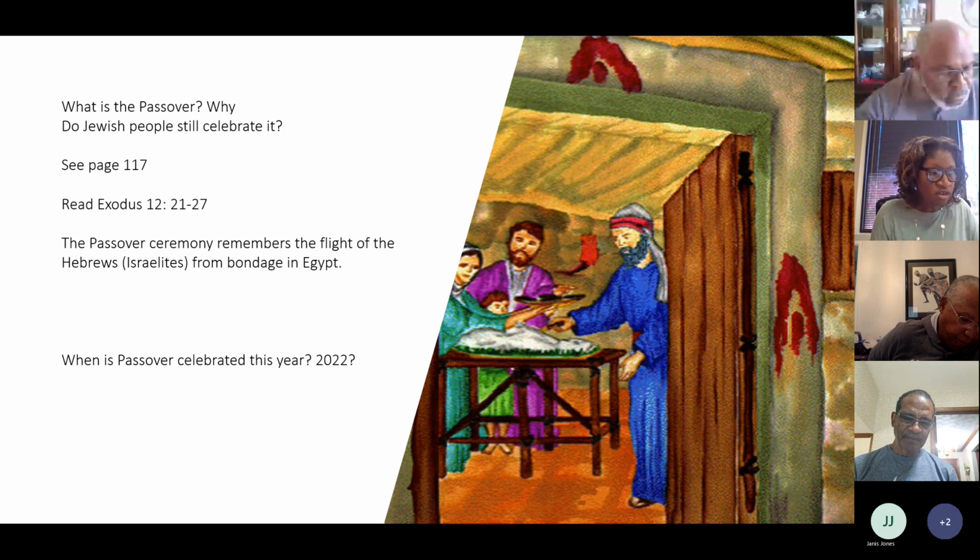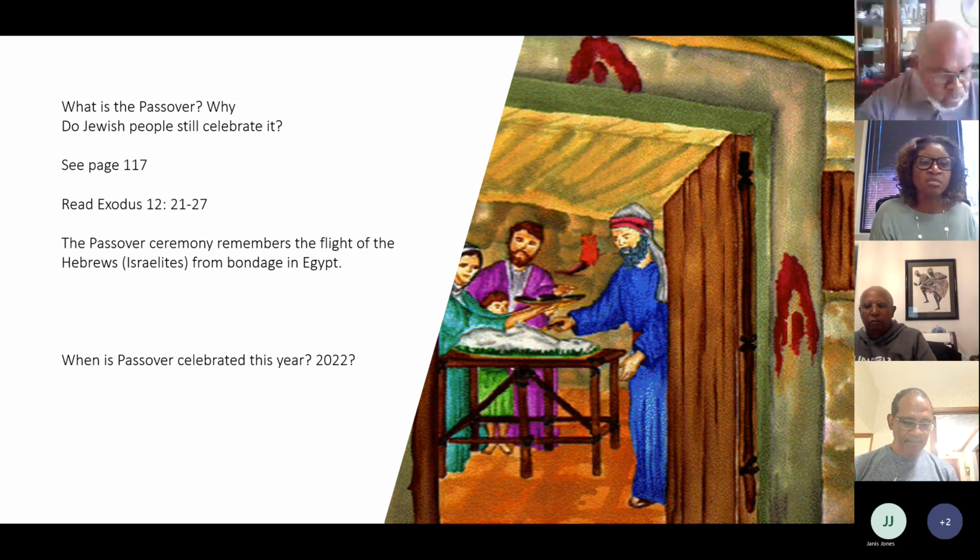Let me keep going. "When you enter the land that the Lord will give you, as he promised, observe this ceremony. And when your children ask you, 'What does the ceremony mean to you?' then tell them it is the Passover sacrifice to the Lord, who passed over the houses of the Israelites in Egypt and spared our homes when he struck down the Egyptians." Then the people bowed down and worshiped. Okay, we're going to pause right there. That was verse 27. This gives us so much background to the Passover.